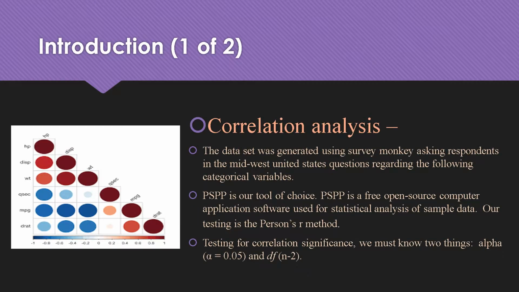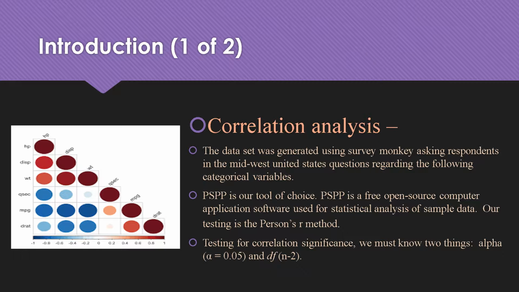I've got 2 pages for introduction. A correlation analysis. This data set was generated using SurveyMonkey, and respondents in the Midwest United States were asked questions regarding the categorical variables outlined in our assignment, but 6 of them were selected for our testing. PSPP is what was used, and PSPP is a free open source computer application software that is used for statistical analysis of sample data. It was relatively user-friendly, and I can see that it's used for a lot more applications.